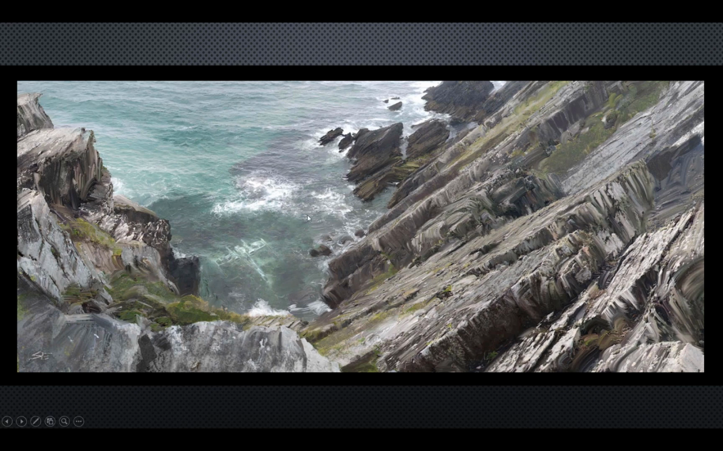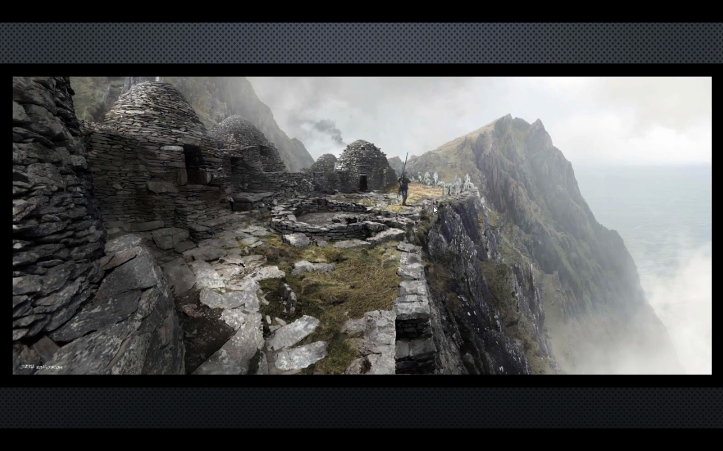Did you guys notice what's right here? Some people don't notice that there's an X-Wing fighter just sitting right down there in the water. Hidden.